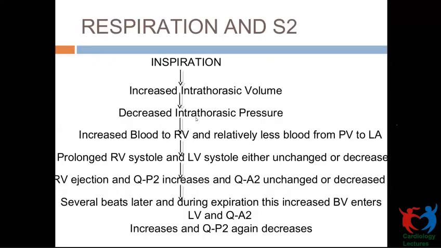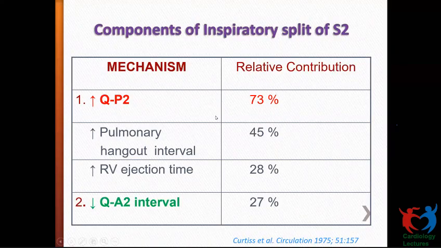Now, we know what produces this: inspiration with prolonged RV ejection. But the concept on this slide is extremely important. What decides this extra inspiratory contribution? What is it that decides the extra inspiratory contribution? I will keep the chat open, so please feel free to type here.